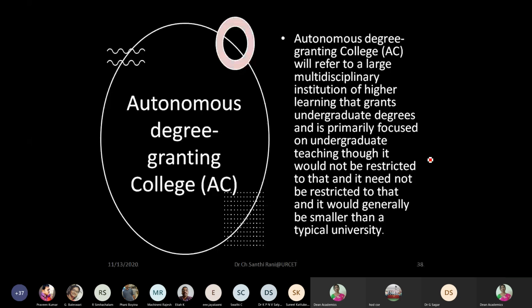Okay, and they will be smaller than a typical university. In future, we are going to have either a university which is a multidisciplinary organization, and autonomous colleges which are slightly smaller than a typical university. Only these type of institutions are going to stay according to NEP.